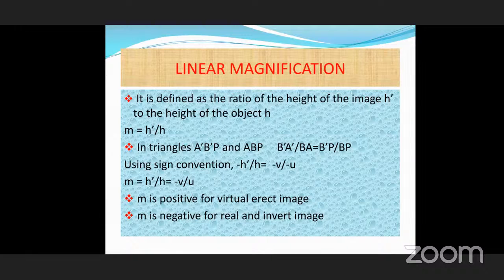Okay, so M is negative means what? You have to write your comment. It is a real image and also inverted. You should write that also. According to that, you have to remember this is linear magnification.